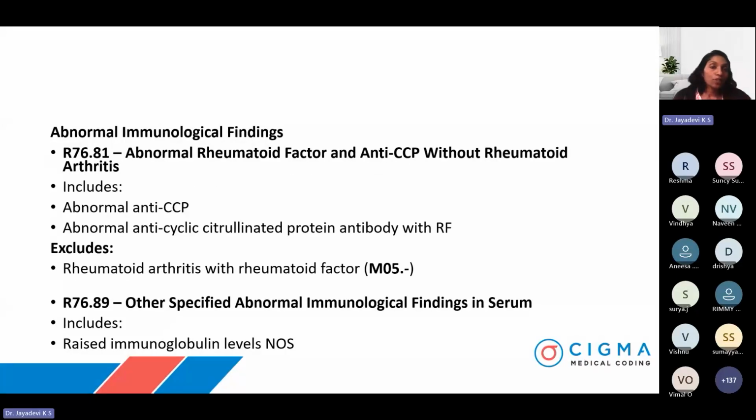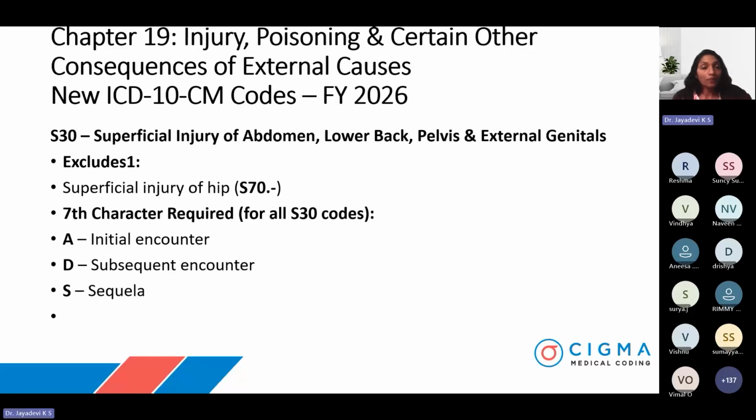Now, abnormal immunological findings. R76.81, abnormal rheumatoid factor, anti-CCP without rheumatoid arthritis, includes abnormal anti-CCP, abnormal anti-cyclic citrullinated protein antibody with RF. Excludes rheumatoid arthritis with rheumatoid factor. R76.89 is other specified abnormal immunological findings in serum. This includes raised immunoglobulin levels, unspecified.